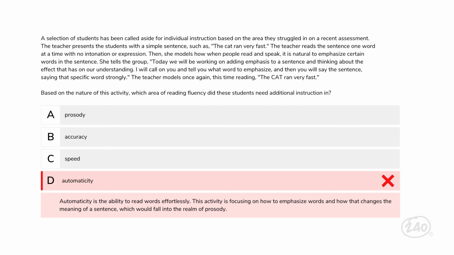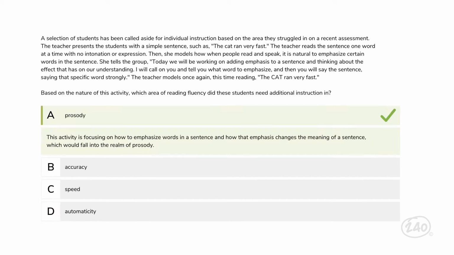Through the question feedback in the study guide, I can see that automaticity is the ability to read words effortlessly. This activity is focusing on how to emphasize words and how that changes the meaning of a sentence, which would fall into the realm of prosody. So this is the answer.